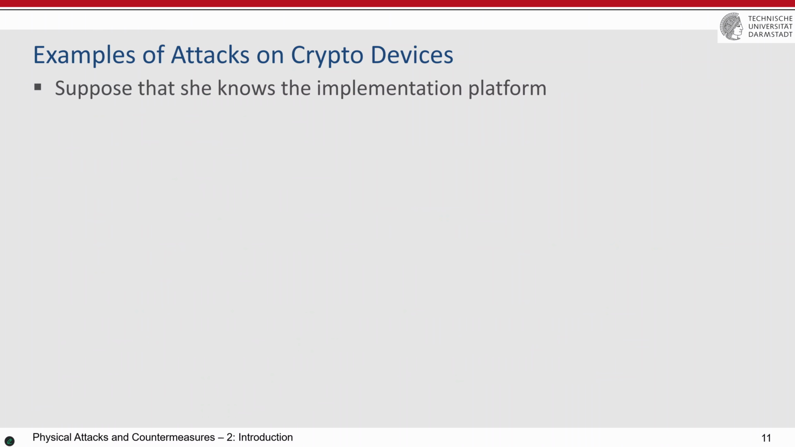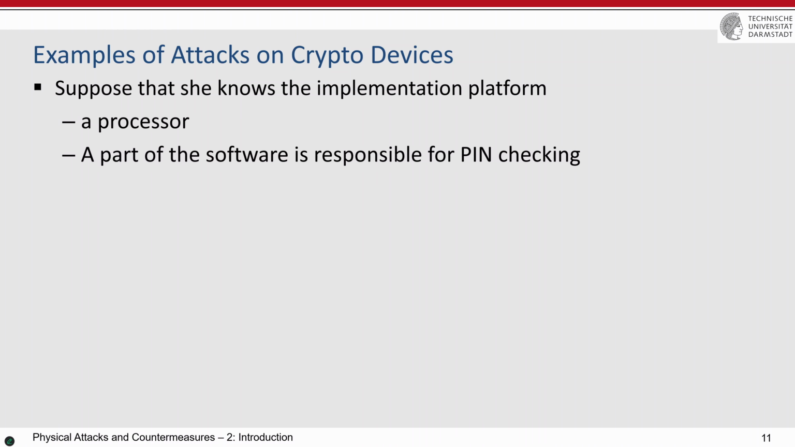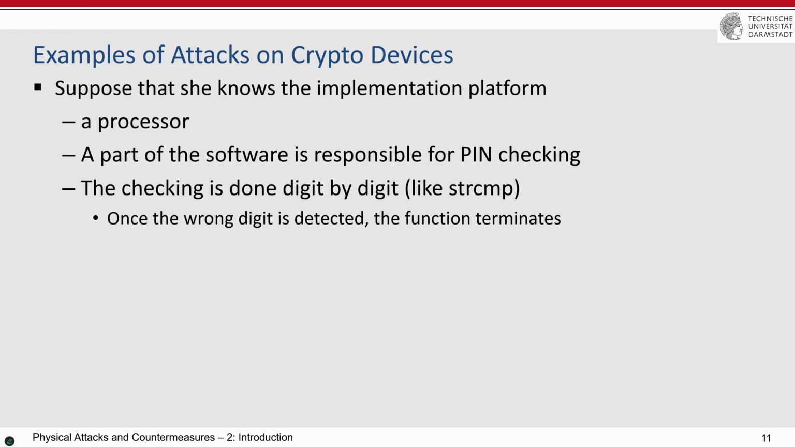How? Suppose that the attacker knows the implementation platform, how the implementation is done. For example, there is a microprocessor which checks this 8-digit PIN. And of course, when it's a processor, then there is software which checks this PIN. If you are a software engineer writing a program, you want to check that the 8-digit PIN given by the user is the same as the one saved inside. How do you check it? Of course, digit by digit. You may use some modules, algorithms or functions like strcmp or memcmp if you don't want to check byte by byte or digit by digit, and you know how this works.